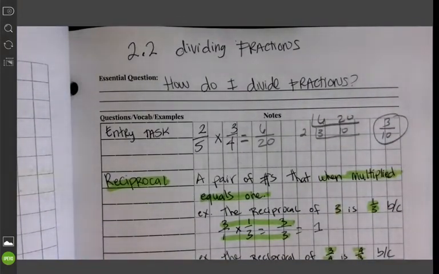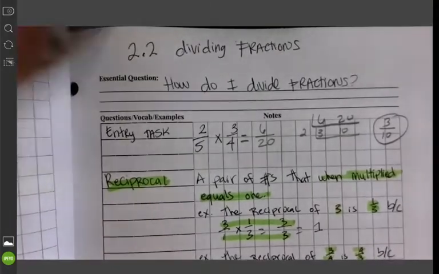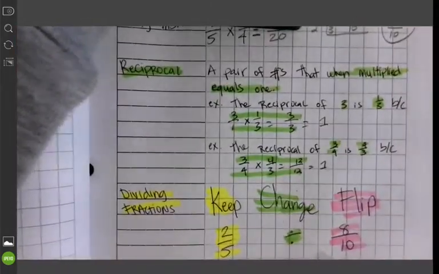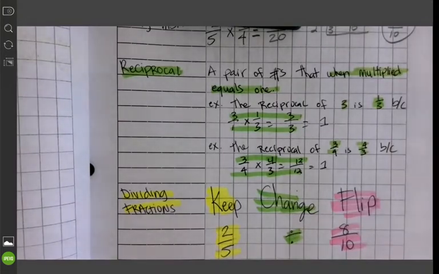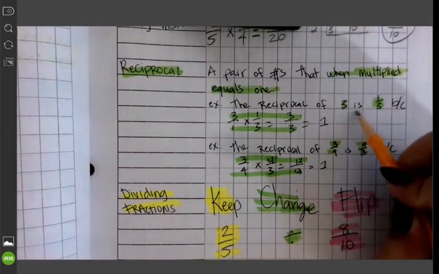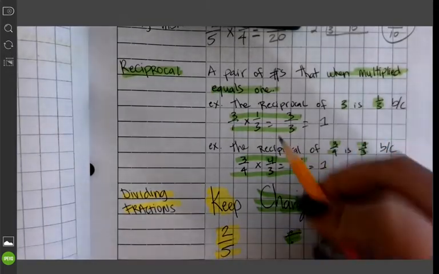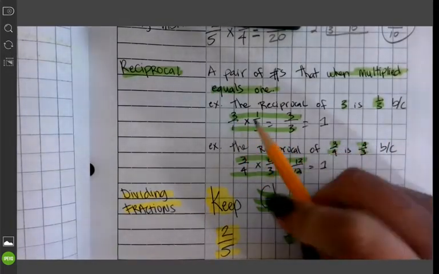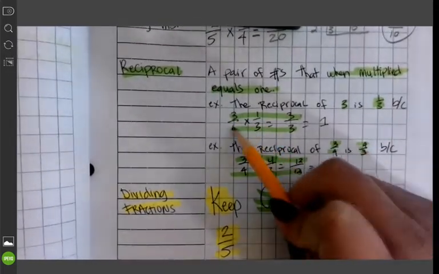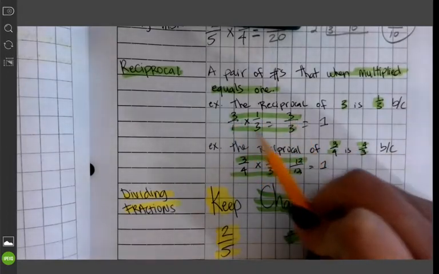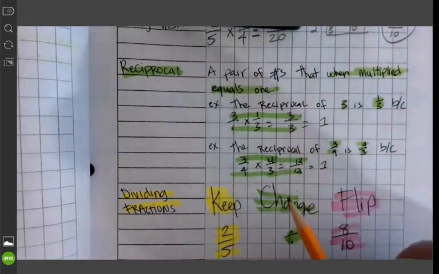All right, today we're going to start off with a vocabulary word, reciprocal. Reciprocals are a pair of numbers that when multiplied equals 1. And so the reciprocal of 3 is 1/3, because if you put 3 as a fraction, it's 3 over 1. So 3 over 1 times 1 over 3. 3 times 1 is 3. 1 times 3 is 3. 3 divided by 3 is 1.